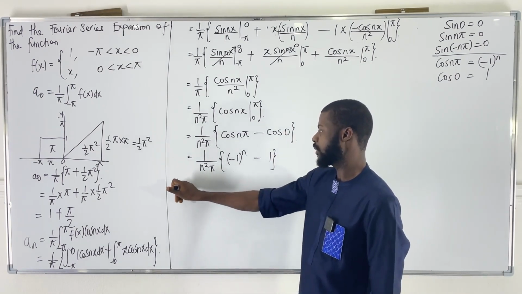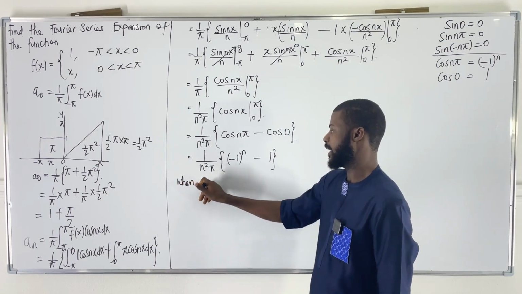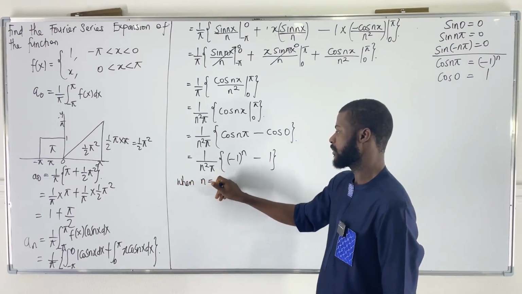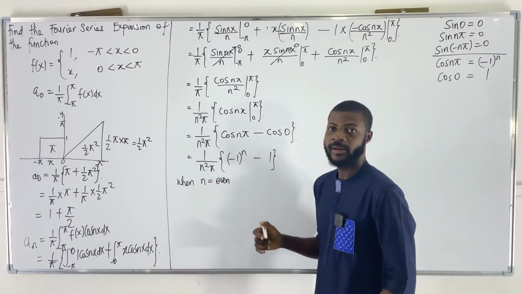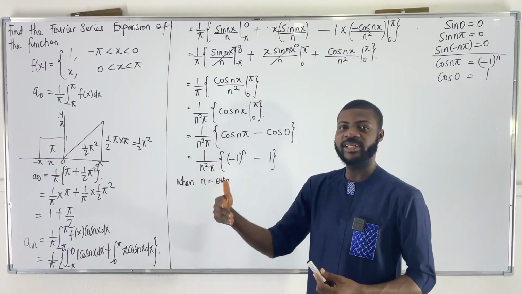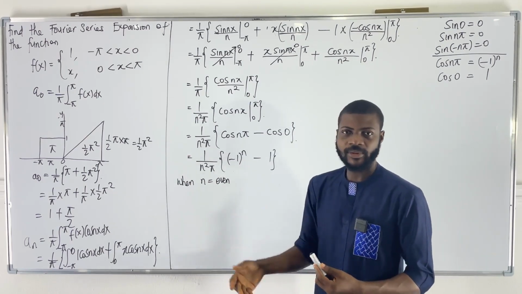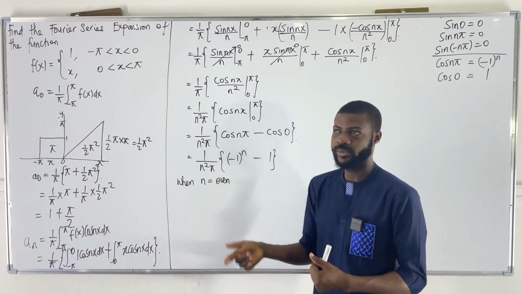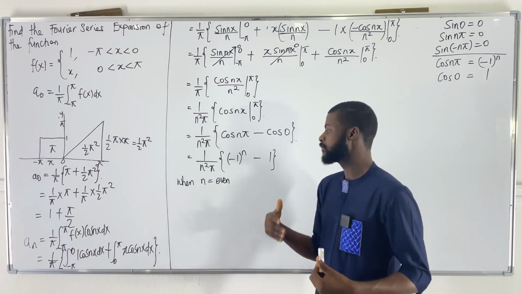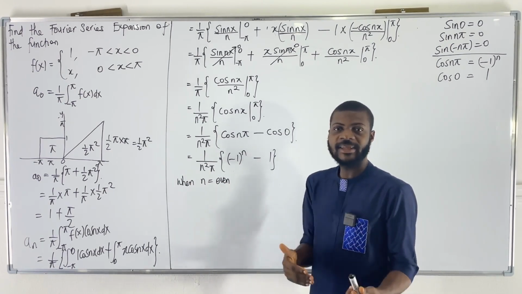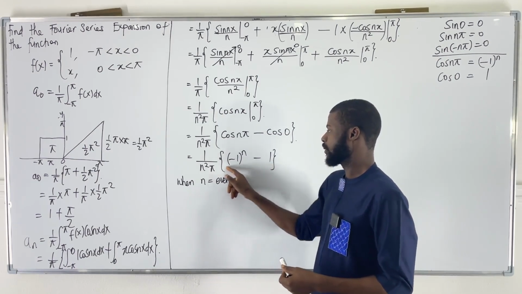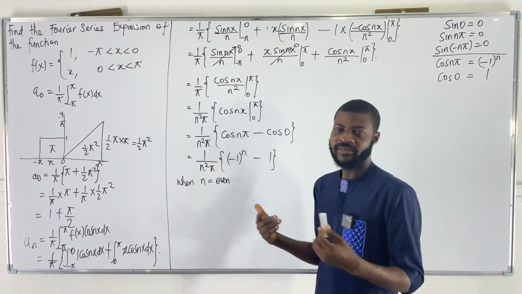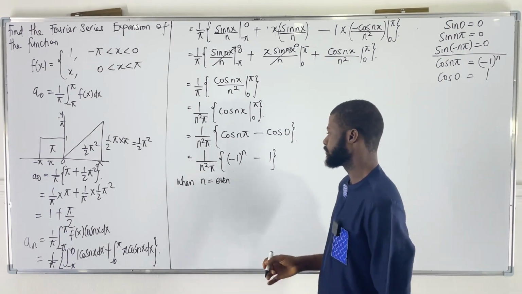So we'll say when n is even. Let's start from when it's even. Let's see how it behaves when the number is an even number. Because Fourier series is an infinite sum, you'll be putting n equal to 1, n equal to 2, n equal to 3, different numbers like that. So the numbers you'll be putting are either even or odd, and the behavior of this will differ if it is even or if it is odd. So let's start with when it's even.